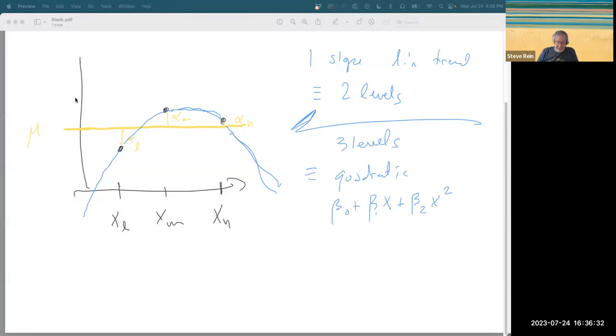And in that same sense, if I were to have 4 distinct levels of x, I could either have a mu and 4 different alphas that sum to 0, of course, or I could have a cubic model and I would do exactly the same. So any questions about 2 points giving a line or 3 points giving a parabola? Any questions about the concept? Okay.